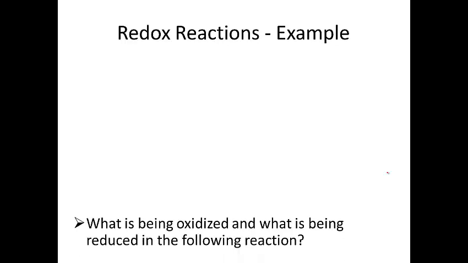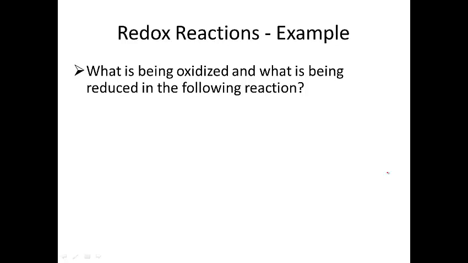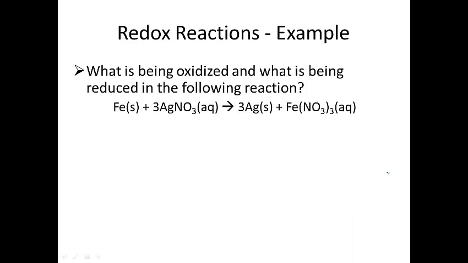We say what is being oxidized and what is being reduced. That's why we need to know oxidation state. So start by writing down the oxidation state for each of the substances in this chemical equation. Start by writing down the oxidation state.